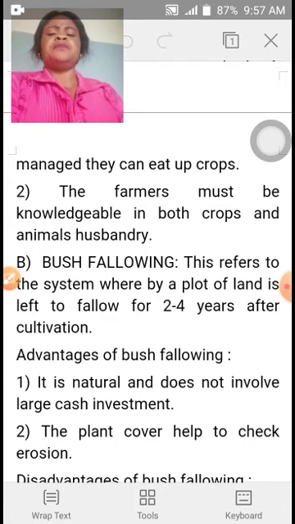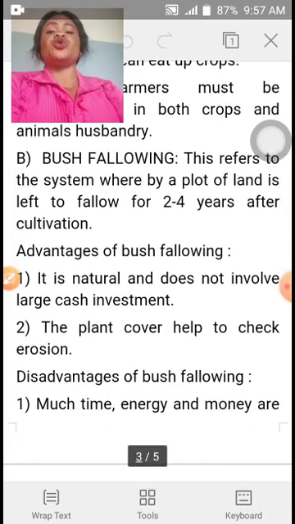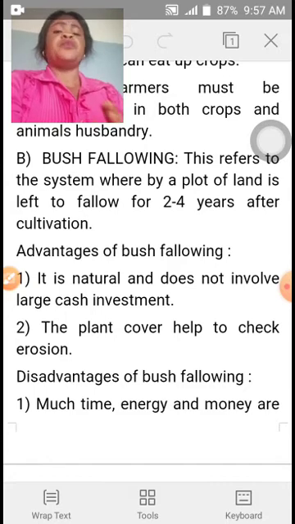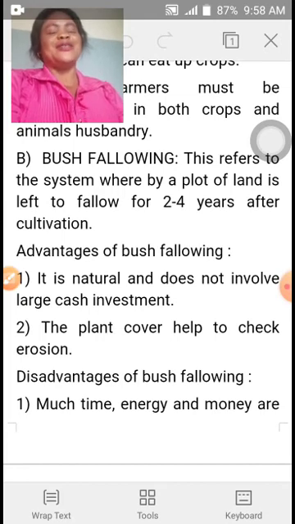Number two is, the plant cover helps to check erosion. Yes, the land will turn to bushes, so they would not allow the flood to enter the farmland. That is what is meant here. That is number two advantage of bush fallowing. I hope you are with me, my students.